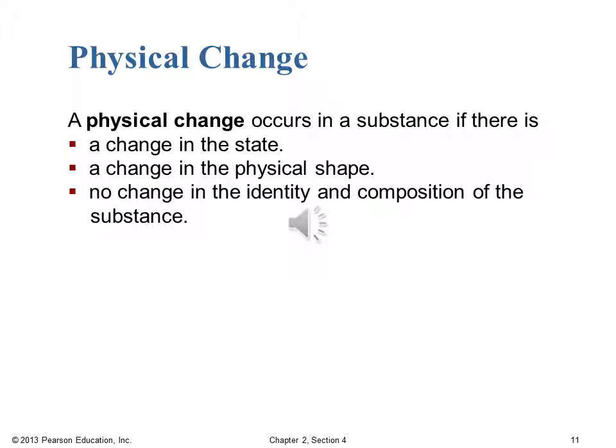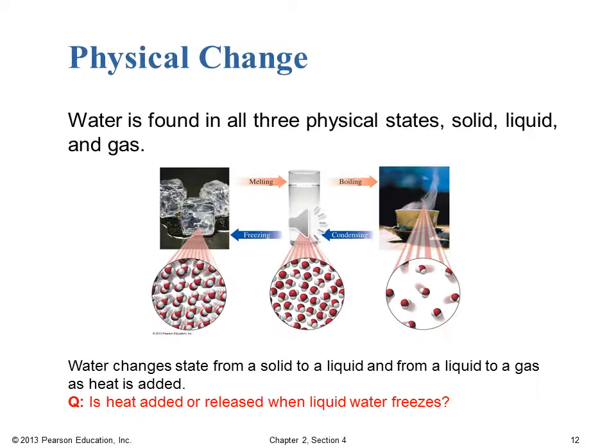So no change in the identity, no change in the composition. It needs to stay copper metal. It just is a change in either being solid copper metal, or bringing it up to the melting point and making liquid copper metal, or all the way to the boiling point and making copper metal as a gas. So again, a physical change does not change the composition or identity of the substance.